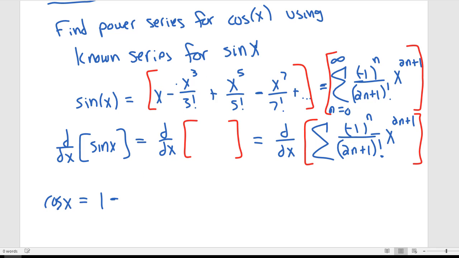Then for this term, 1 over 3 factorial is a constant, so I'm differentiating x cubed, which is 3x squared. Then 1 over 5 factorial is a constant, so I'm going to pull that out, and then I really have 5x to the fourth. Then let me go ahead and do the next one: 1 over 7 factorial is the constant, and then I have 7x to the sixth, plus dot, dot, dot.